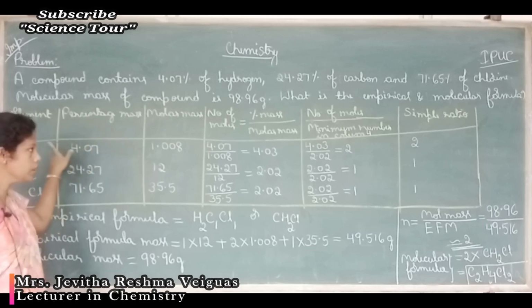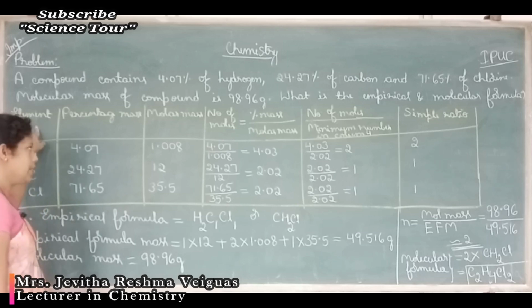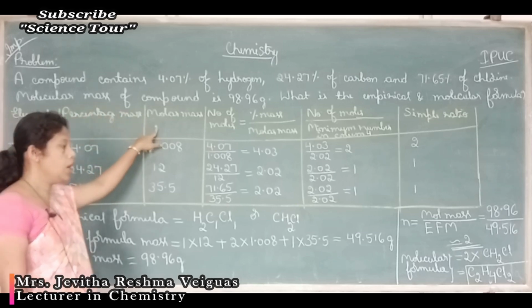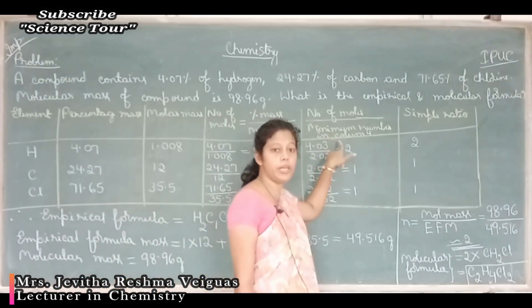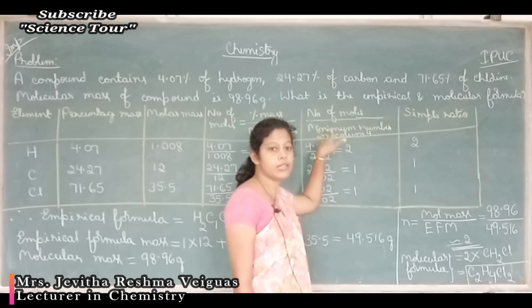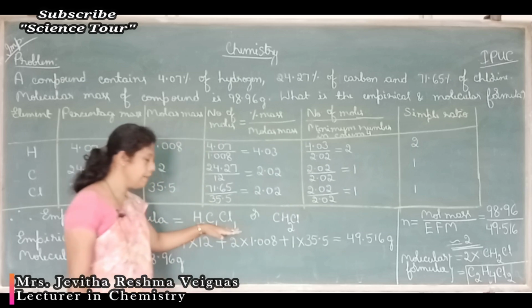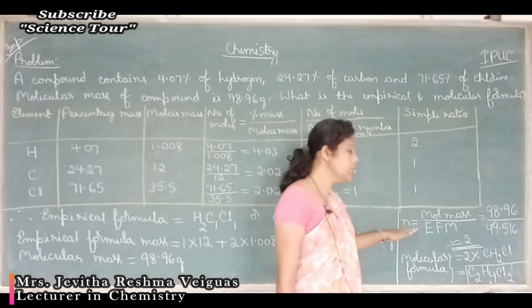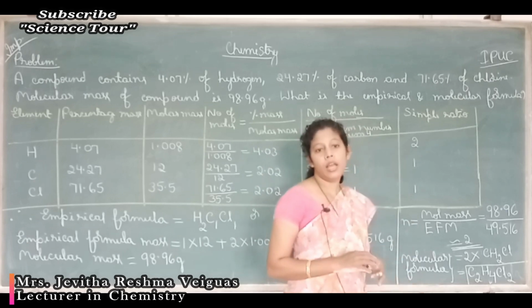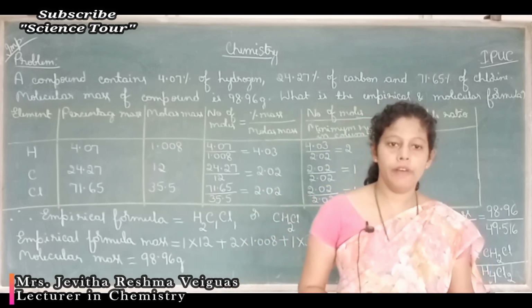Write the columns in this order itself. At that time calculation will be easy. Write element, percentage mass, molar mass, then find number of moles. Whatever number of moles you obtain, divide it by the minimum number obtained in column 4 and find the simple ratio, from which you can derive the empirical formula. Find empirical formula mass and find integer, multiply empirical formula by integer, you will get the molecular formula. So this is all about empirical and molecular formula.